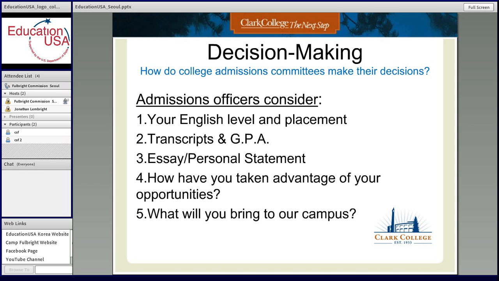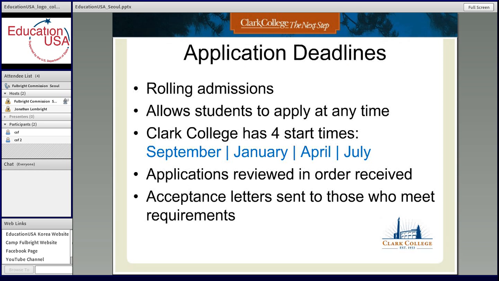Application deadlines. There are different deadlines for applications in U.S. institutions. I've outlined here what the deadline is for Clark College, and we actually have rolling admissions, which means we accept applications all year long. This gives great flexibility for students to be able to apply at any time. Clark College has 4 start times, and it is possible to start at any one of these 4 times throughout the year. Most of our students begin in September. That's our fall term. We also have a January start time, April, and July.